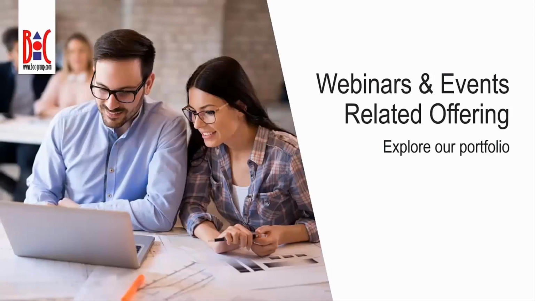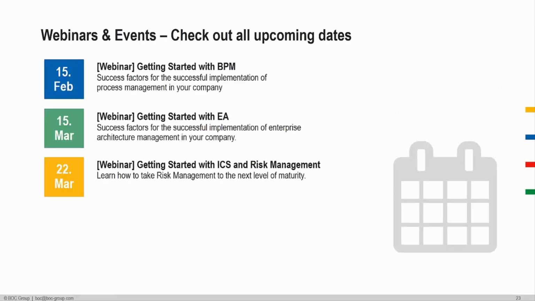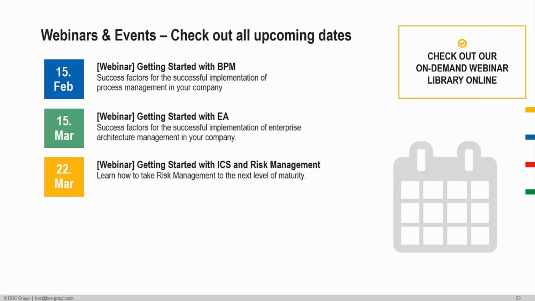So now looking at our upcoming webinars and events. We have a webinar called Getting Started with BPM, hosted on the 15th of February, where we will give you an introduction into how you can implement BPM in your company successfully using Adonis. We will have a similar webinar, but focused on enterprise architecture, on the 15th of March, where we will take ADOIT and show you how to successfully implement it in your organization. Lastly, we will have a webinar on the 22nd of March called Getting Started with ICS and Risk Management, where we will learn how to take risk management to the next level with our GRC module. These are the webinars that we have upcoming. Of course, there will be more webinars throughout the year, but these are just the ones that we have announced so far.